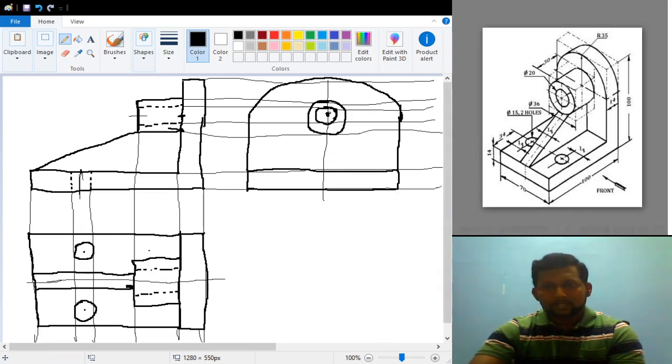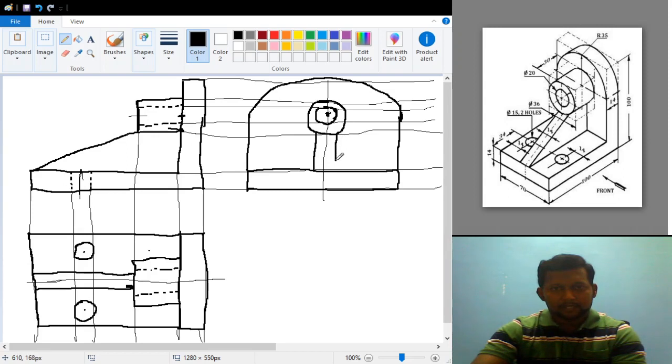Yeah, two more things are left in the side view. In the side view you will be able to see this slant rectangular block, which is 14 mm. That means from this center 7 mm to the left like this, and 7 mm to the right like this, a 14 mm block. So that's also done. And what about the circular shapes? In the side view you will not be able to see the small circular holes having 15 mm diameter.